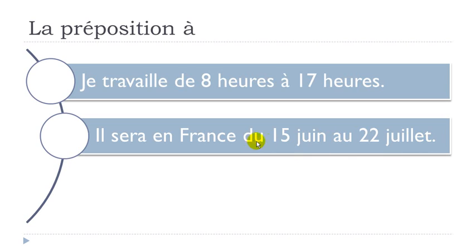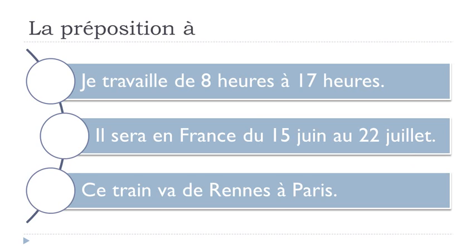All right, so in that situation, you can see that it's exactly the same concept, but as we use the articles, then we've got to modify the prepositions. Okay, so il sera en France du 15 juin au 22 juillet. And the last example that we can have, ce train, this train, okay, va, so goes, de Rennes à Paris. Okay, and in that case, we just put the name of the towns, okay, de Rennes à Paris.